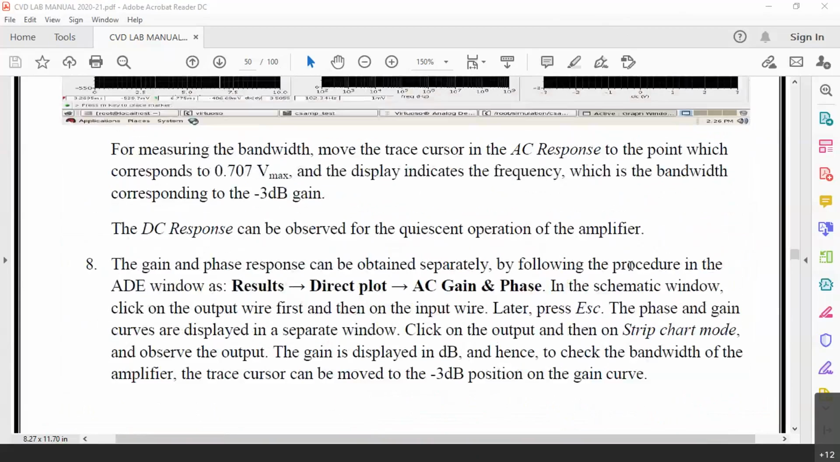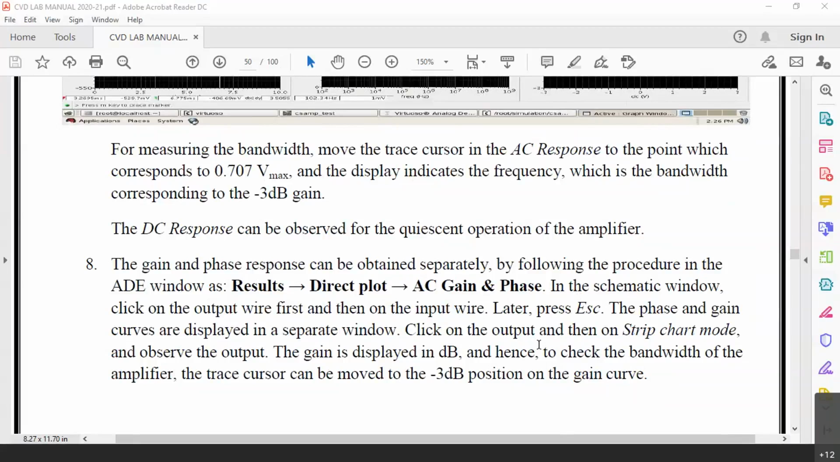In the ADE window, in the pull down menu, there is one menu called Results. When you click on Results, you will get this option called Direct Plot. When you click on Direct Plot, there is another option called AC Gain and Phase. Now, when you click on that, you will have to click on the output wire first, then the input wire next. Automatically, the Cadence tool itself will calculate output divided by input, both gain and phase.